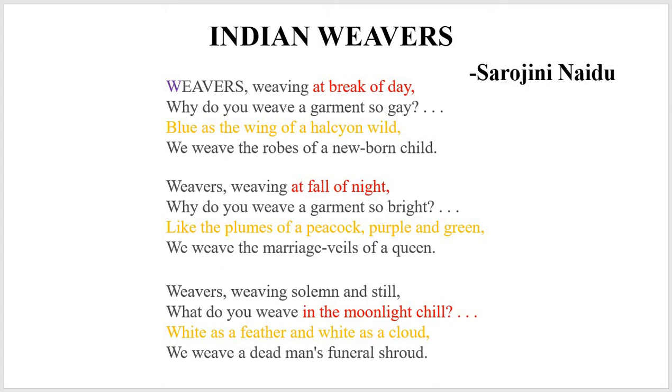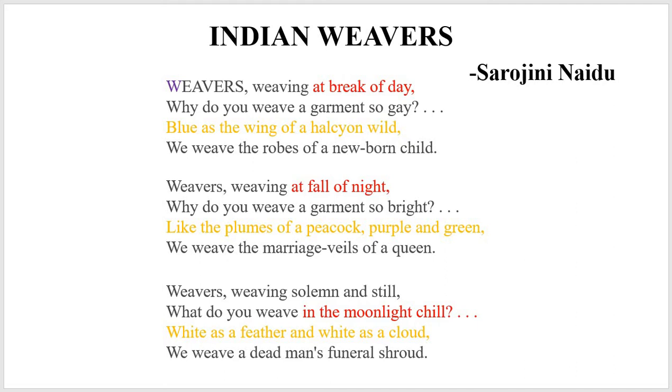In the first stanza, the poetess says that weavers start their work in the early morning, that is the dawn, and they make bright garments in blue color as the wings of the kingfisher. When the poetess asks the question why they make a pleasant garment at dawn, the weavers say that they are weaving the garment of a newborn child.